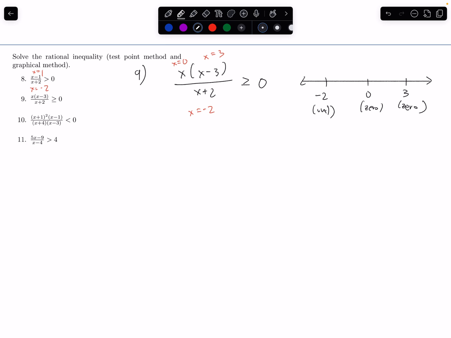Okay, so test points. Something to the left of negative 2: negative 3. Something between them: negative 1. Something between those: positive 1. Something above 3: 4.